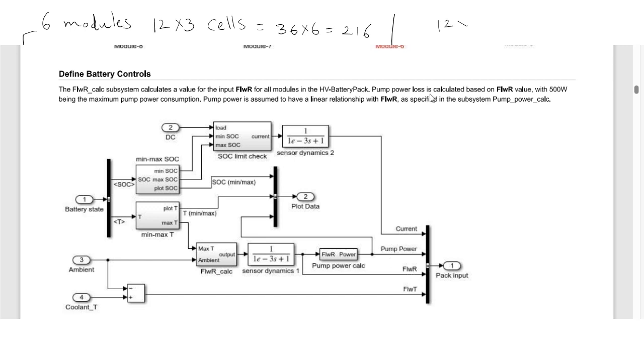And the pump power loss is calculated based on the flow rate. The pump power calculation is done here. The input for the pump power is flow rate again. And with 500 volts being the maximum pump power consumption, pump power is assumed to have a linear relationship with the flow rate here. So flow rate is here, pump power is here, both are proportional.